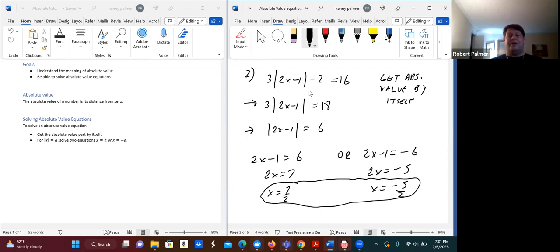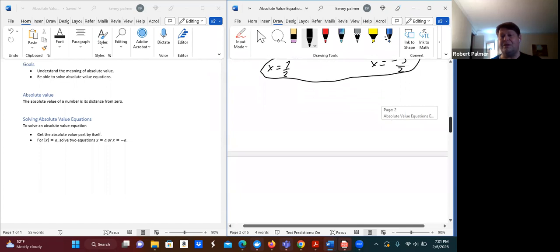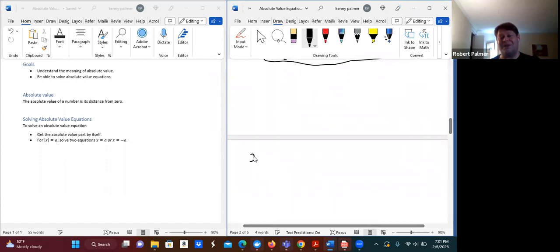Okay, that's the idea. So basically, in most cases, we get the absolute value part by itself, and they have a number on this side. So we usually set up 2 equations: what's inside equals the positive and negative values of what's on the right. But now let's take a look quickly at a couple examples where that doesn't work exactly as we expect.